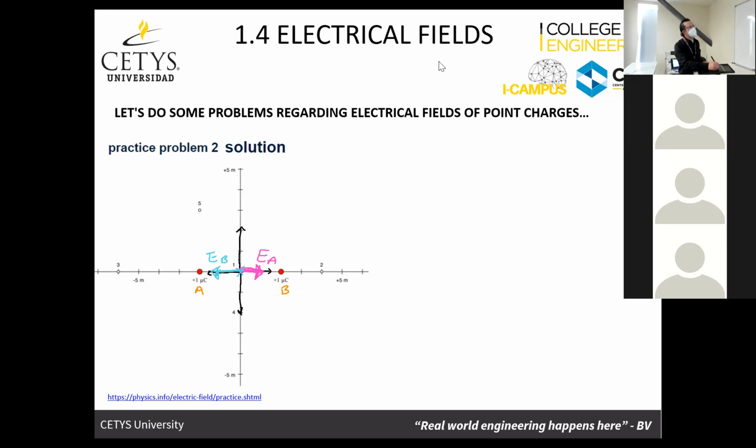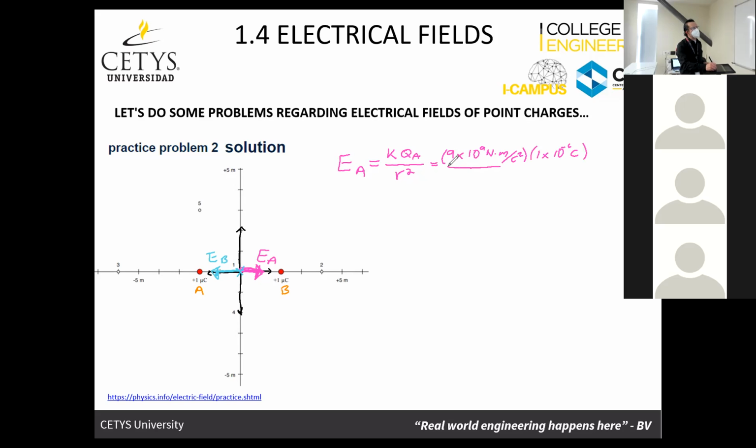Now let's do some quick calculations here. EA is going to be the constant K multiplied by QA divided by the distance squared. This is going to be 9 times 10 to the 9 newtons meters divided by Coulomb squared, multiplied by 1 times 10 to the minus 6 coulombs.